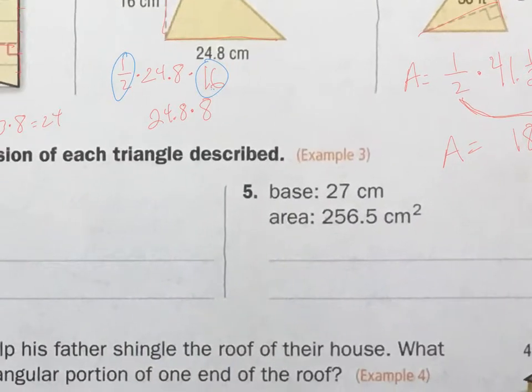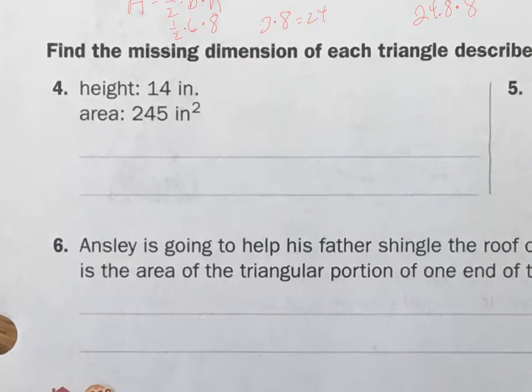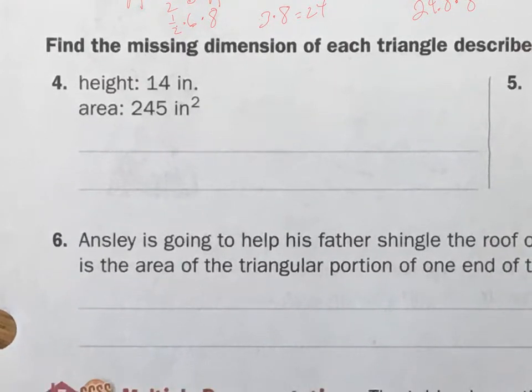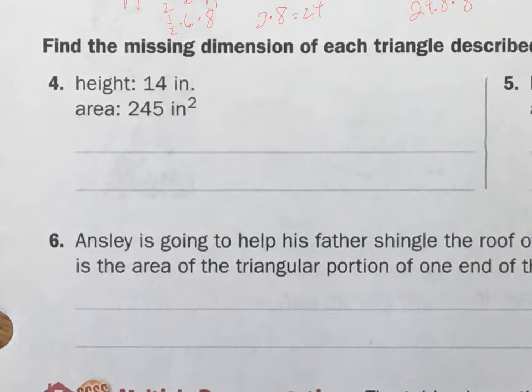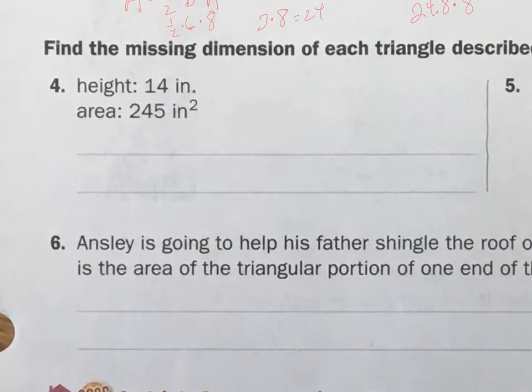Okay. Now we're missing something here, we have the area, we just don't have the base. So it's area equals 1/2 times base times height. Now what do we have here? We have a height, which is 14 inches. Do we have a base? Nope, that's what we're looking for. And we do have an area of 245.